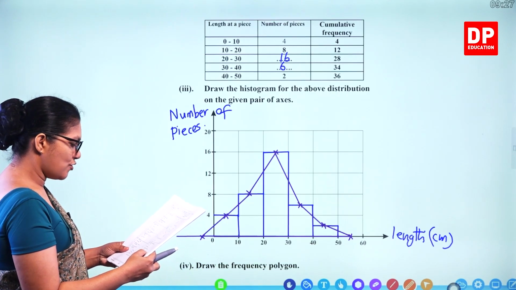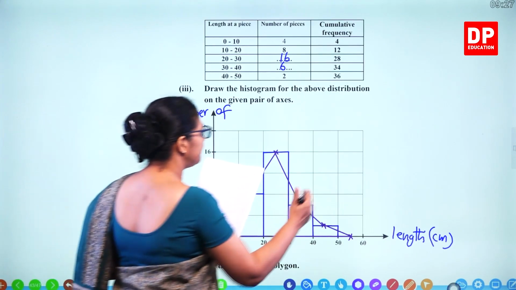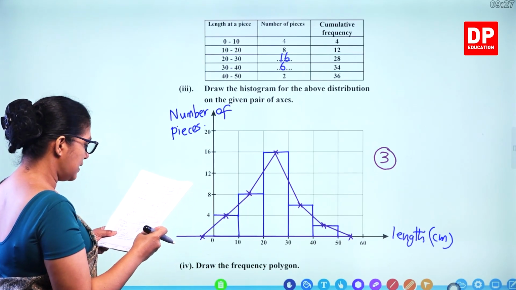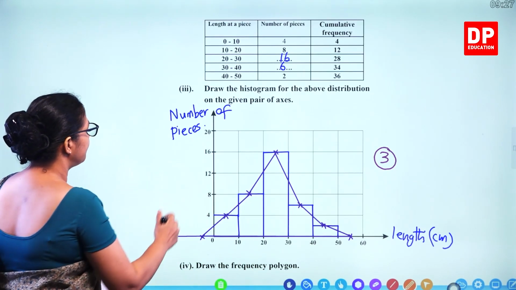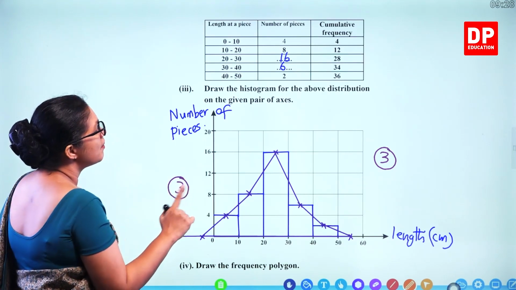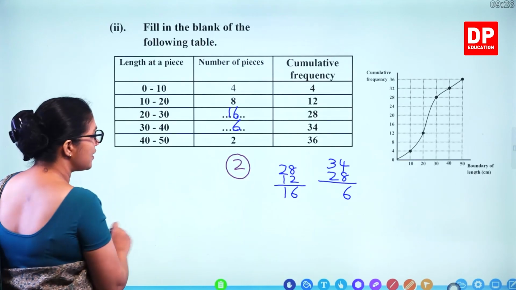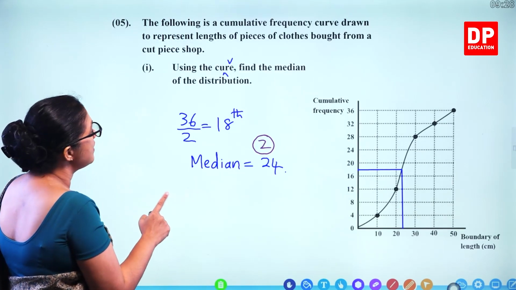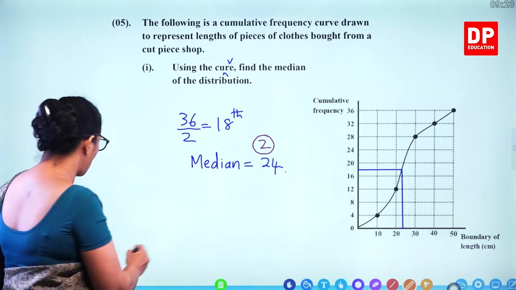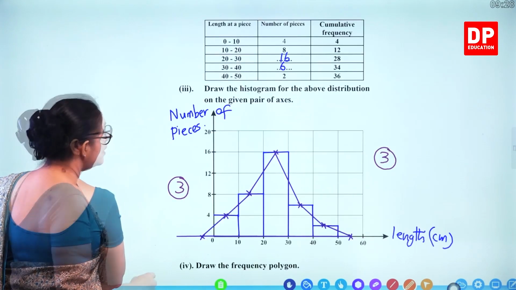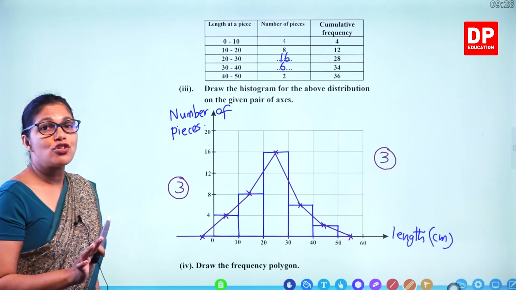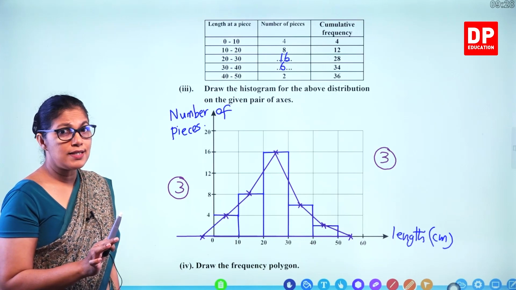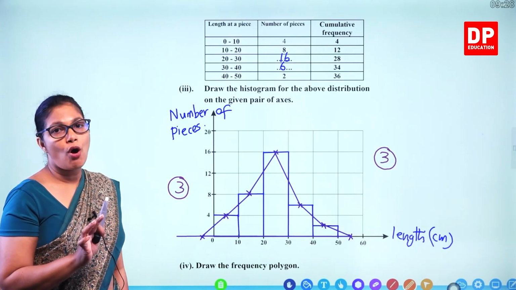Now, how many marks for that? So, you are getting histogram 3 marks, and for the frequency polygon 3 marks. So, 6 marks for this, and check whether you get here 2, 6 plus 2, 8, and this 2, 10. So, altogether 10 marks for that. So, we covered all questions in paper 1. So, 25 short questions and 5 long questions.